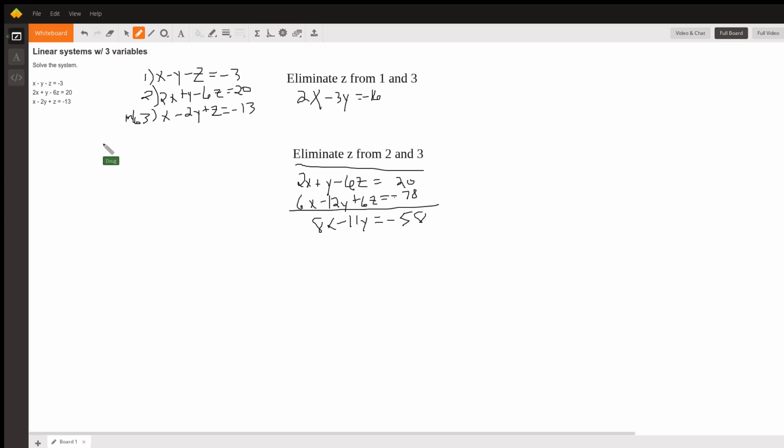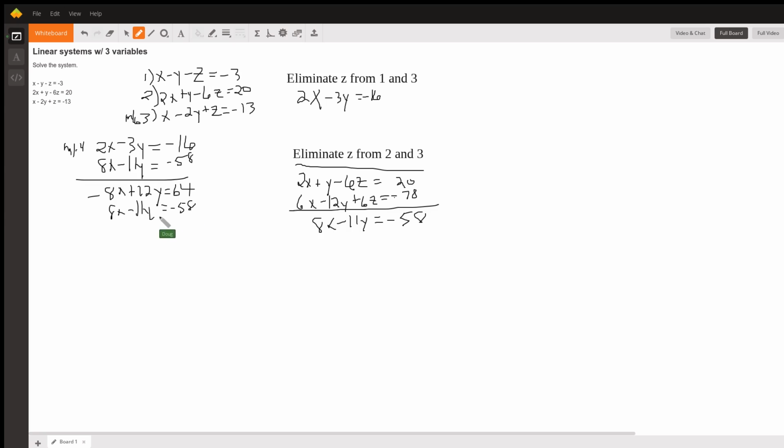Yes, so let me copy those two down. 2x minus 3y equals negative 16. 8x minus 11y equals minus 58. And now from this system, I'm going to choose to eliminate the x. So I'm going to multiply the top equation by negative 4. And that will give me negative 8x plus 12y equals 64. And I'll recopy this second equation, 8x minus 11y equals minus 58.